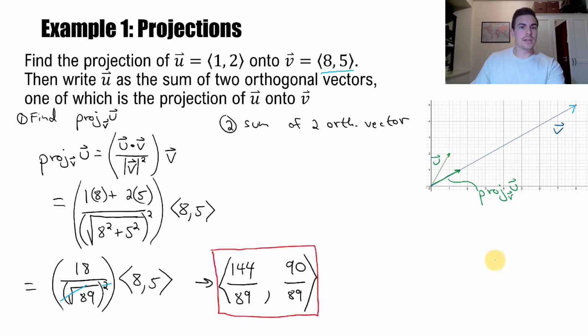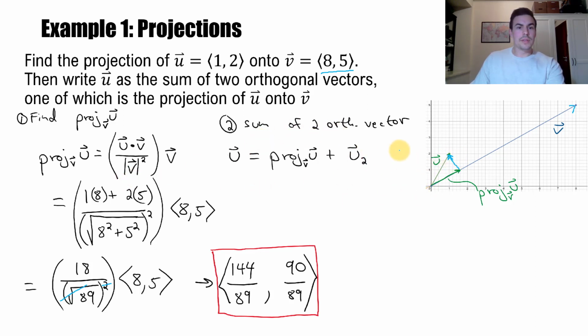Second part, let's write this as the sum of two orthogonal vectors for vector u. So our two orthogonal vectors will have the projection of u onto v, that's this vector here, and then our u2, that's actually going to be this vector right here, right? Because we want to create this sort of right triangle with u here as our hypotenuse, right?